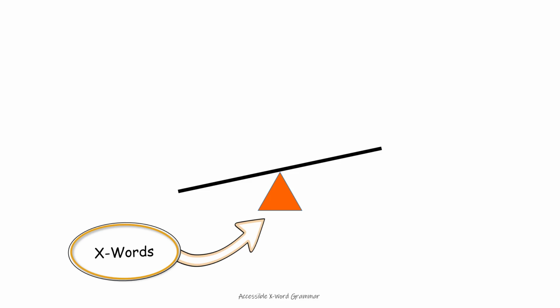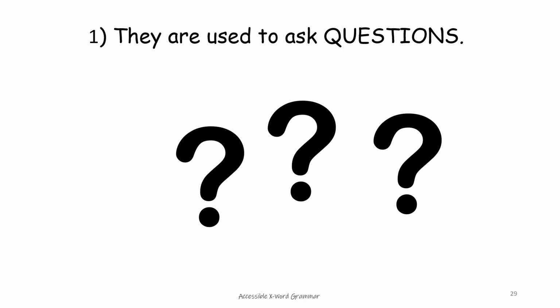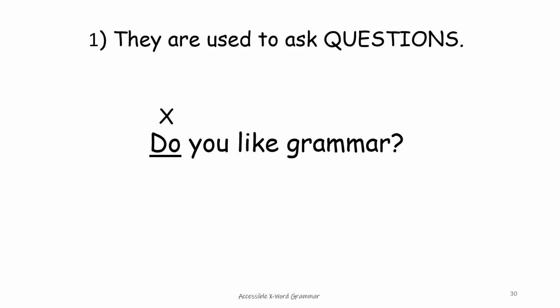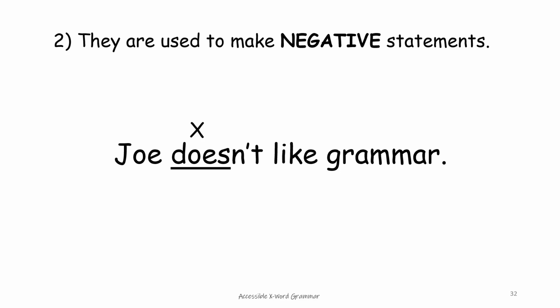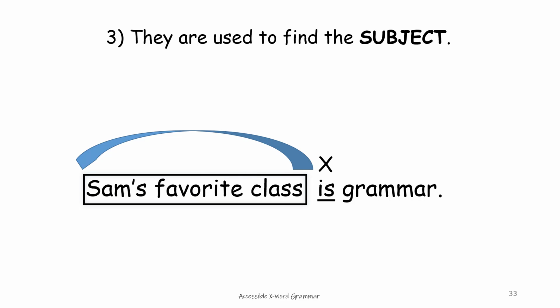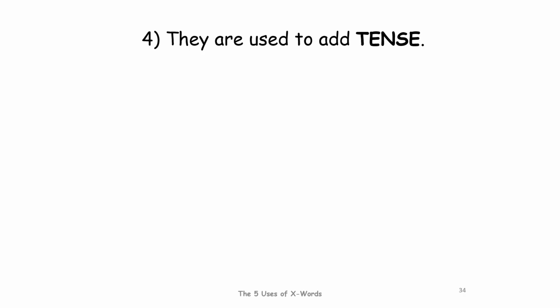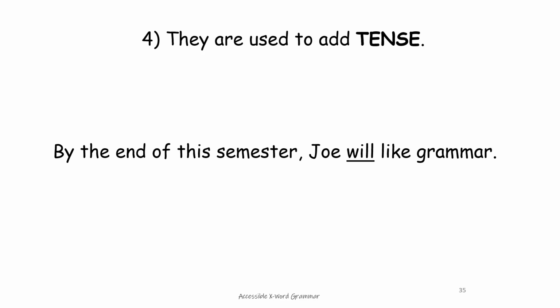The X words are the center of the sentence, what everything else balances on. In fact, they have 5 important jobs. Let's look at them. X words are used to ask questions. Do you like grammar? They are used to make negative statements. Joe doesn't like grammar. They are used to find the subject of a sentence. Everything in front of the X word is the subject. They are used to change tense. By the end of this semester, Joe will like grammar.